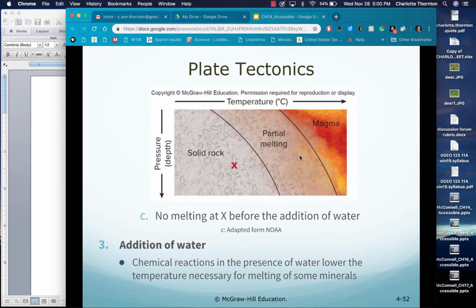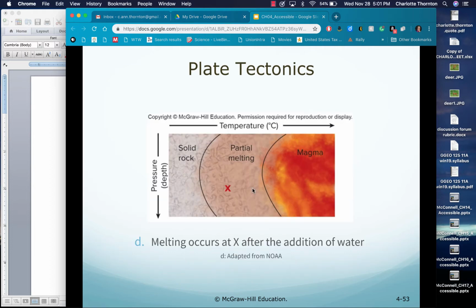There's no melting at the X before the addition of water, but when water is added, the chemical reactions in the presence of water lower the temperature that's necessary for the melting of some of the minerals. The melting occurs where the X is in this graph after the addition of water.